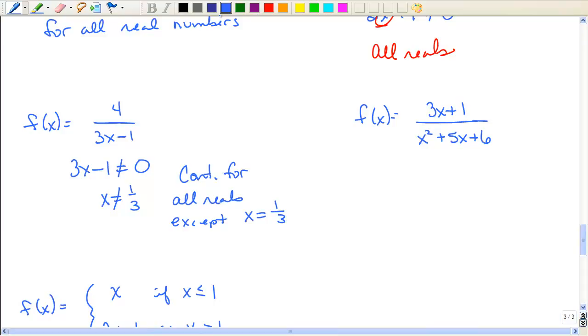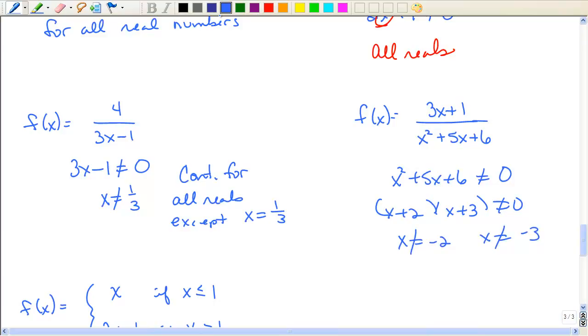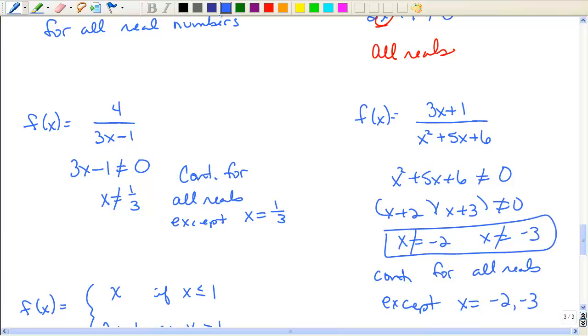Right? Next example, same thing. We have a fraction, so we're going to set the bottom, the denominator, not equal to 0. I'm going to need to factor that, solve for x, and again, this would be continuous for all reals except x equaling -2 and -3. These are the values at which the function is not defined. Again, those would be asymptotes.